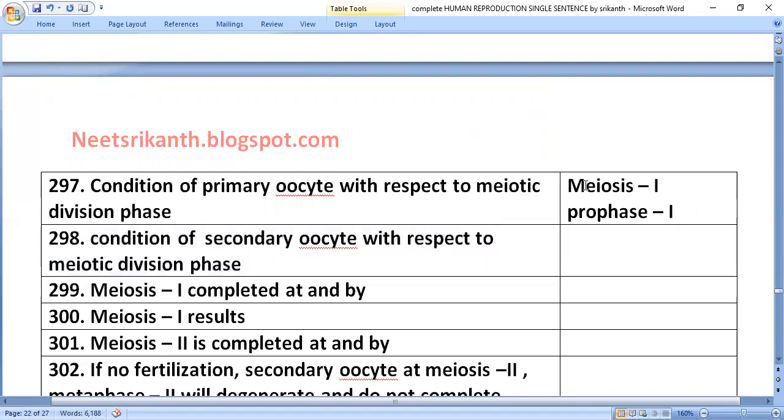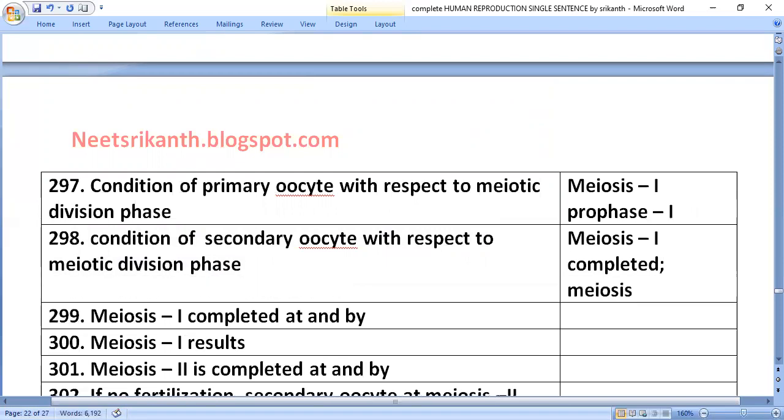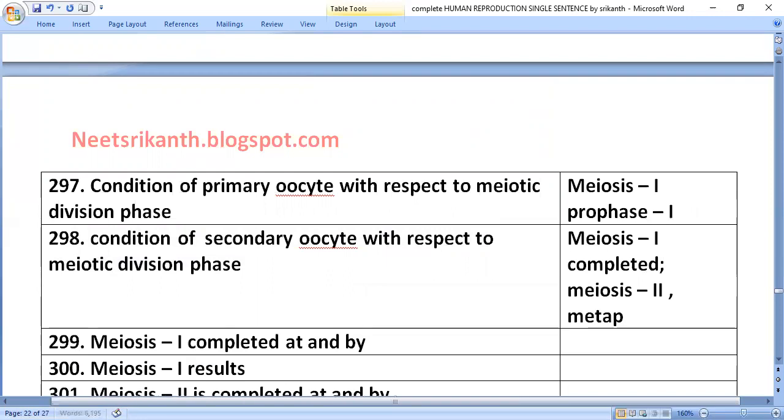Condition of secondary oocyte with respect to meiotic division phase. The secondary oocyte has completed meiosis 1. Meiosis 1 is completed in it, because of that only the secondary oocyte is formed. And now it has started meiosis 2 actually. Meiosis 2, at what phase is it? Metaphase 2.